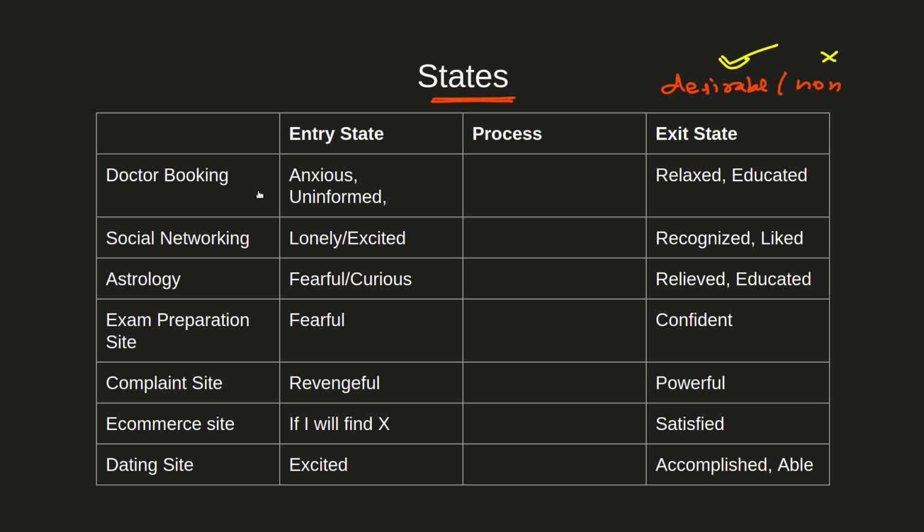I will talk about the different kinds of applications for which I have given examples, and these are the entry states. Then there is a process, then the exit state. For example, there is an application where you book for doctors.